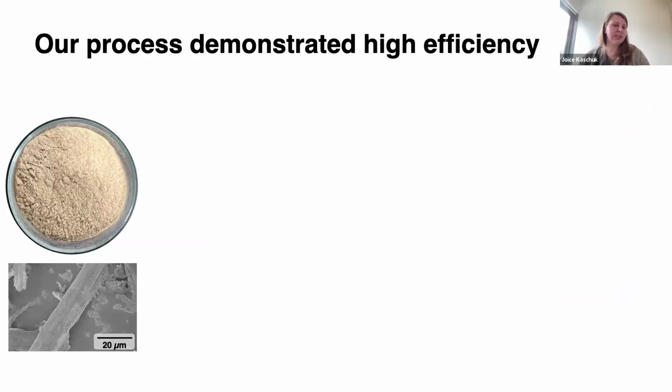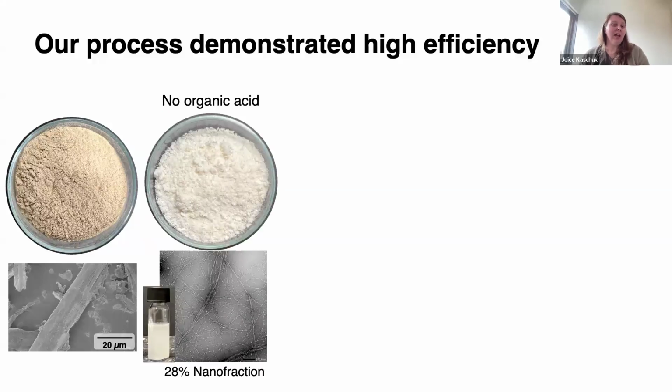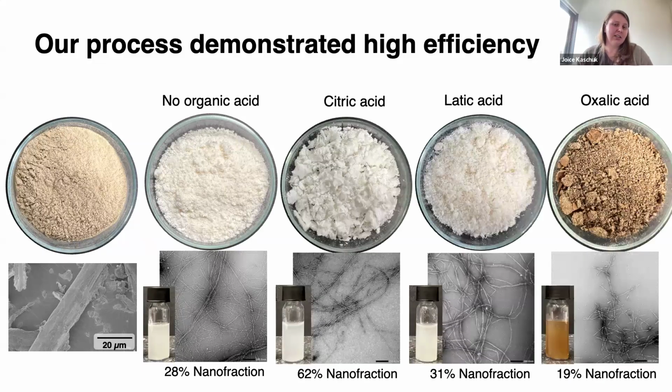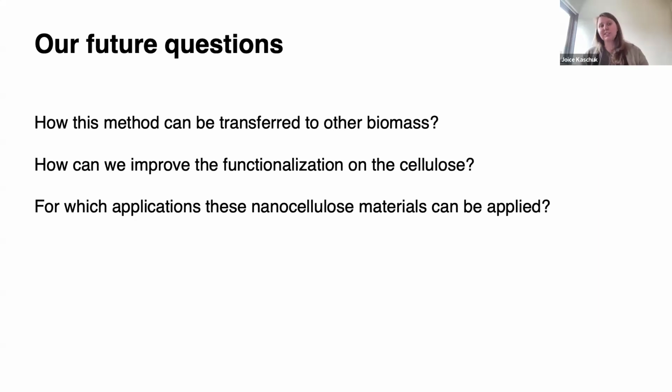Our initial results show that the cellulose fibers of the roses are quite smooth, quite beautiful. We can get nanocellulose without any organic acids, but when we add the organic acids to the mixtures, we get a larger amount of nanocellulose, more stable nanocellulose, with different sizes and different carboxyl contents. This is an ongoing project, and one of the questions we are asking is how we can transfer this method to different biomasses. We are trying to start with other biomasses, but we also want to improve the functionalization of the cellulose, because it is still very mild. We want a more carboxylated cellulose, so how can we manage that?